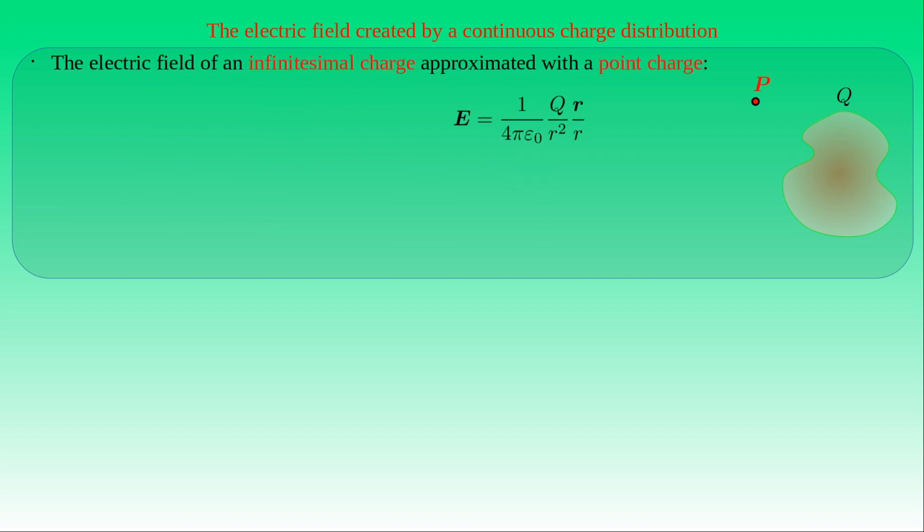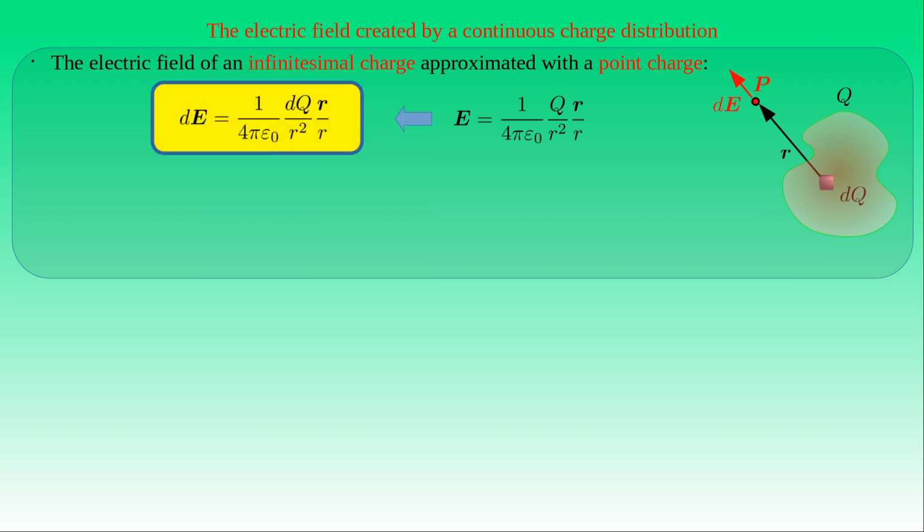The electric field E of a point charge Q in the point P is equal to 1 over 4 pi times epsilon naught, times the charge Q divided by the square of the distance r between the point charge and the point P, times the position vector r pointing from the point charge to the point P divided by the distance r. If the source of the field is the infinitesimal charge dq approximated by a point charge, then its contribution dE to the electric field in the point P is given by 1 over 4 pi times epsilon naught, times the charge element dq divided by r squared, times the vector r divided by its length.